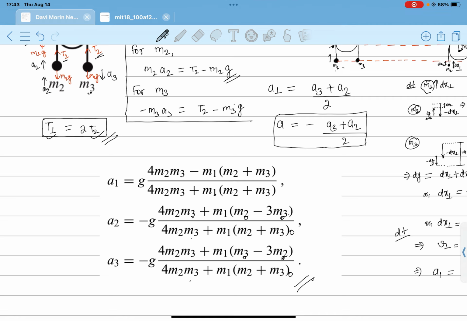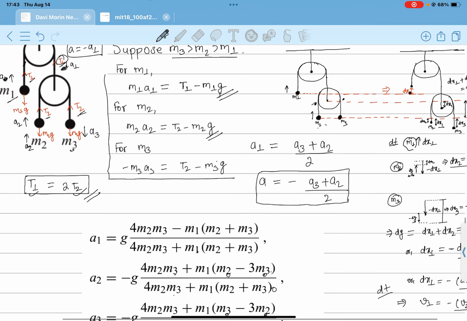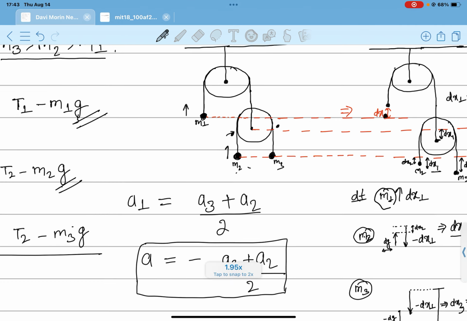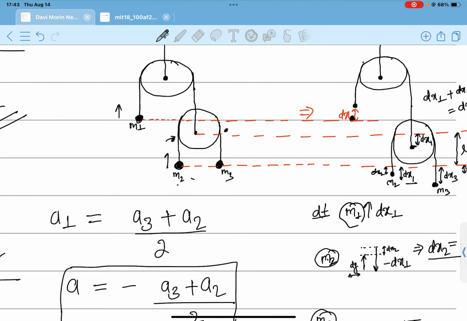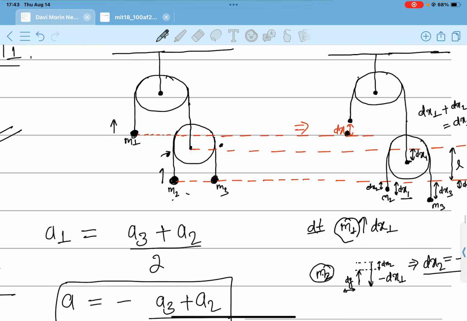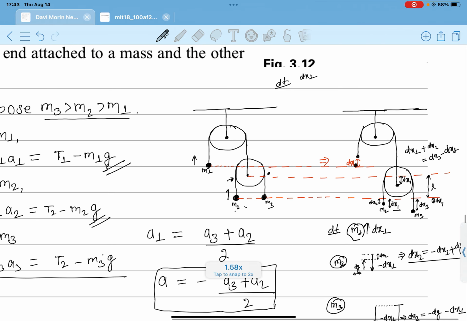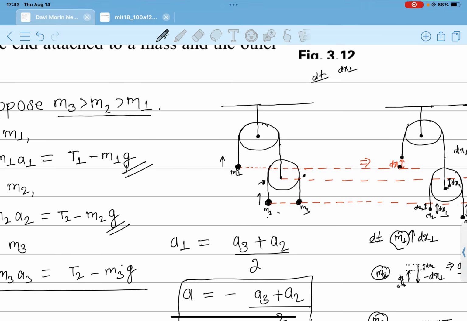I would also like to derive the relation of this acceleration, which is quite interesting. Also easy. Okay, let's do it. I forgot to mention that I have considered the relation between the masses to be m3 greater than m2 greater than m1.